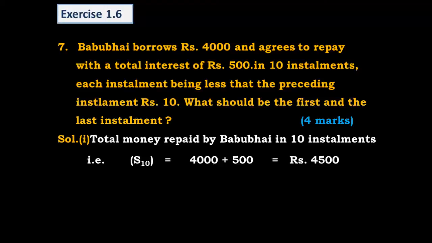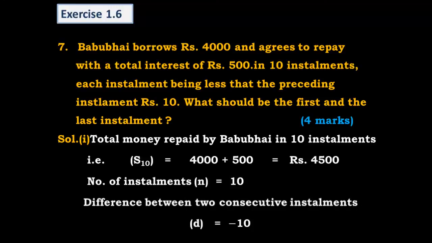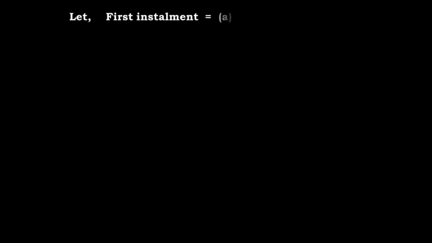The number of installments n is 10, it is given, and the difference between two consecutive installments is minus 10. Every time he is going to pay 10 rupees less than the preceding one, that means the difference will become minus 10. Now we have to calculate the first and last installment. So the first installment will be a, and the last installment will be the 10th installment.